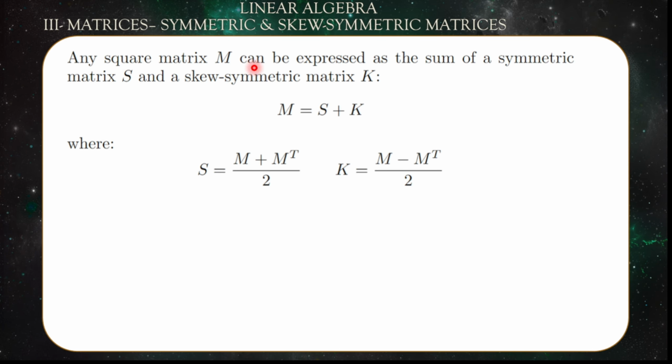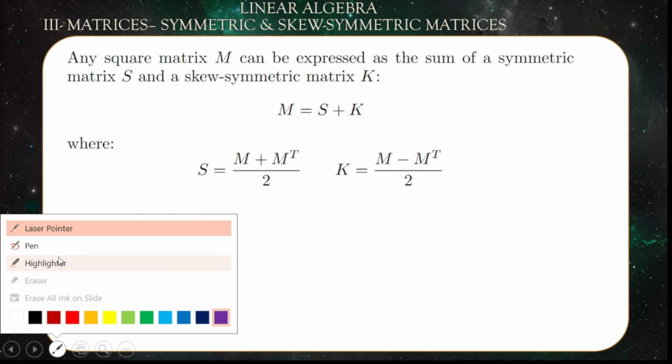Any square matrix M can be expressed as the sum of a symmetric matrix S and a skew-symmetric matrix K. Okay, so M can be rewritten as S plus K, where S is equal to (M plus M^T, or transpose of M) divided by 2, and K is equal to (M minus transpose of M) divided by 2. If you add them together, you notice that the transpose of M cancels out. You are left with 2M divided by 2, correct? Which is M. So it is a different way of rewriting what a matrix would look like.